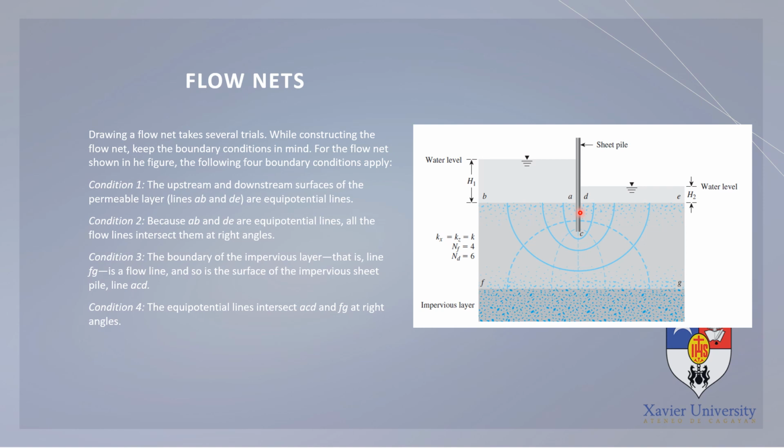So, therefore, in this figure, we have 1, 2, 3, 4, 5 flow lines. We should not be confused between the flow lines and the flow channel, and the number of drops, or the number of potential drops, and the number of equipotential lines. So, lahi na sila. And the condition number 4 is saying that the equipotential lines intersect line ACD and FG at right angles. So kani nga equipotential line makes a right angle with the line FG, so kani diri makes a 90-degree angle, as well as this one.